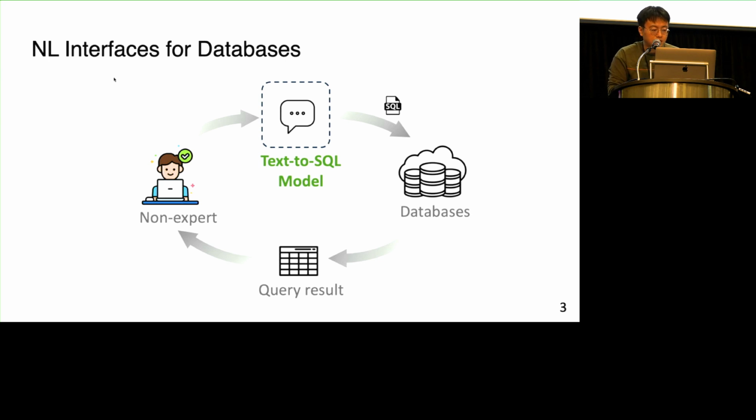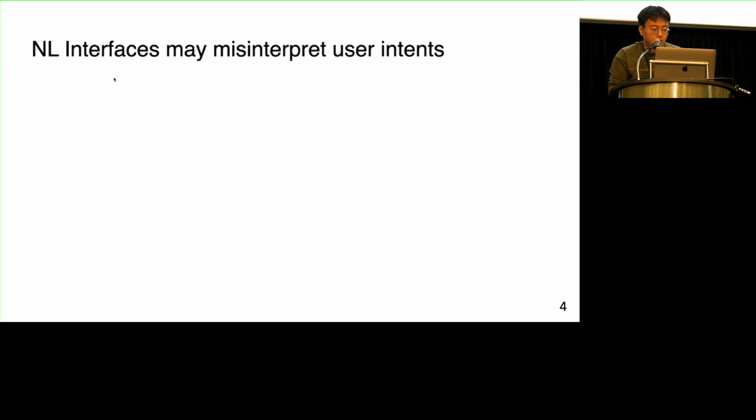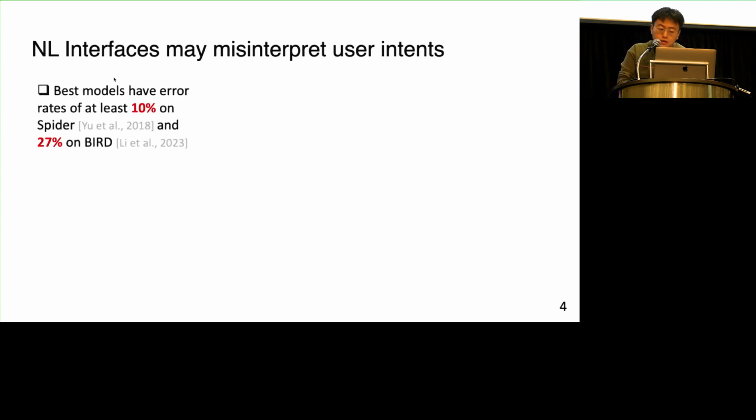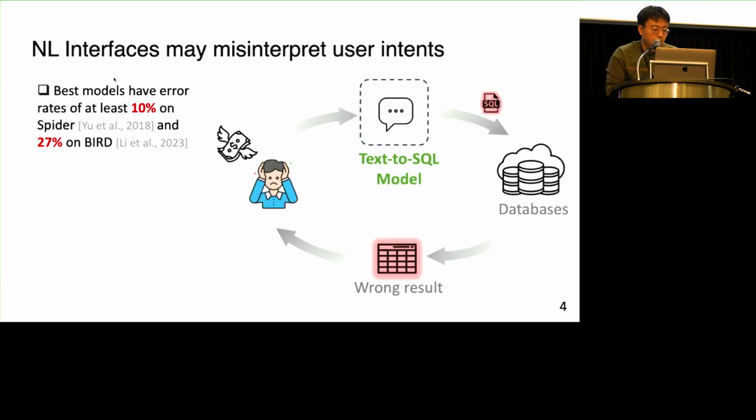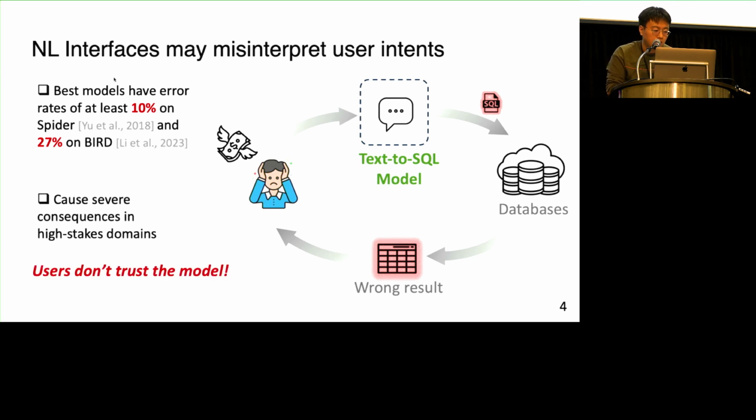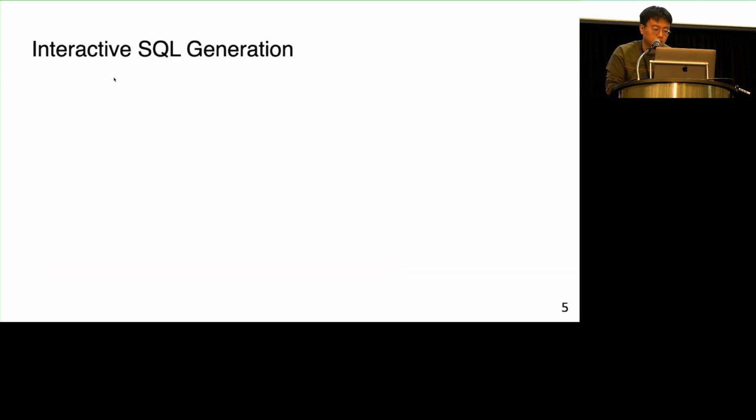While these models are very convenient, they are not perfect. Currently, the best models have an error rate of at least 10% on Spider and 27% on BIRD, which are two widely used text-to-SQL benchmarks. In reality, this value can be even higher, and it is not acceptable in high-stakes domains such as finance and healthcare because they cause severe consequences. As a result, users don't trust the model.